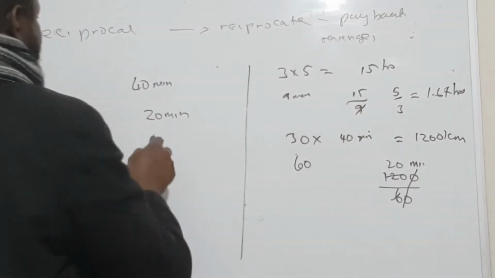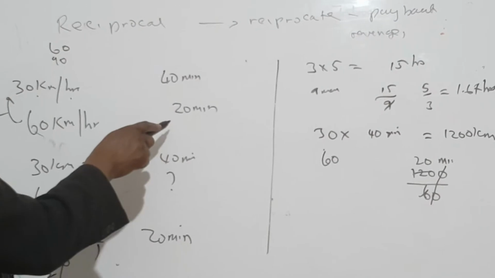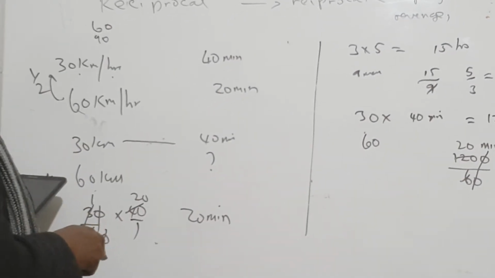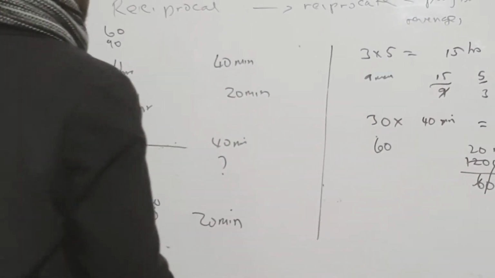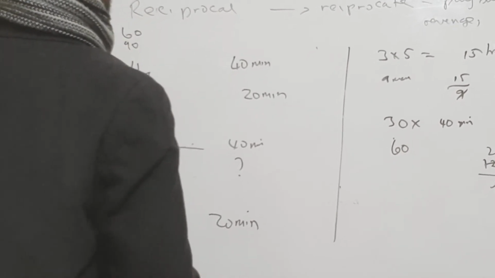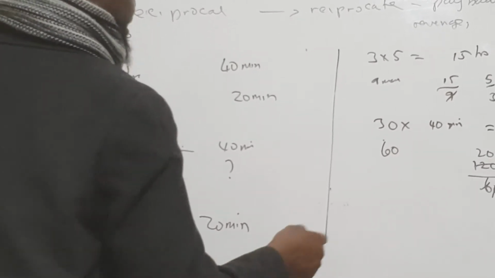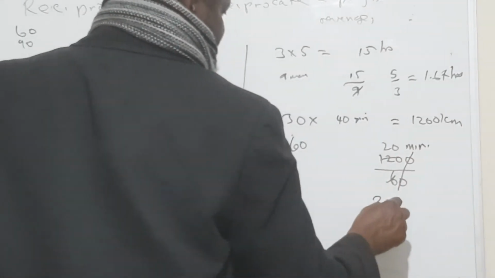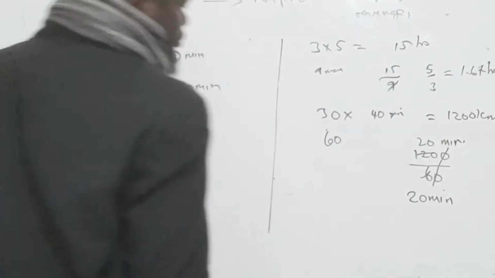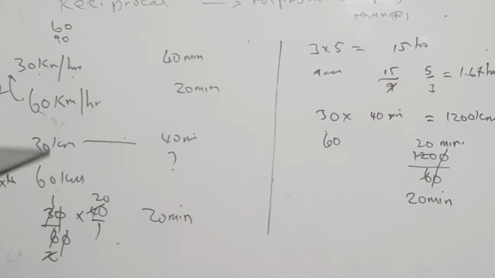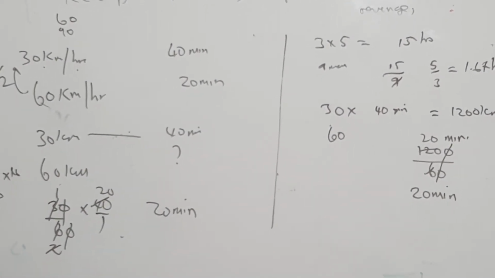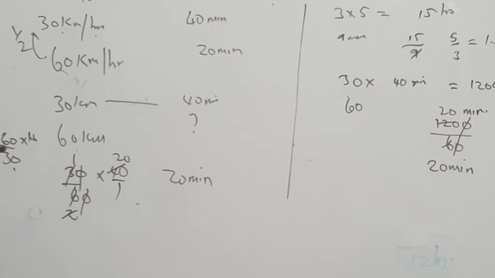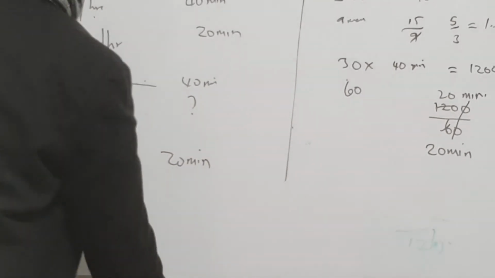We are trying to find what he will travel in 20 minutes. Yes, 60 kilometers in 20 minutes. Our answer is the same, 20 minutes, because we are dealing with minutes. Okay, 20 minutes you will have traveled. This is called inverse proportion.